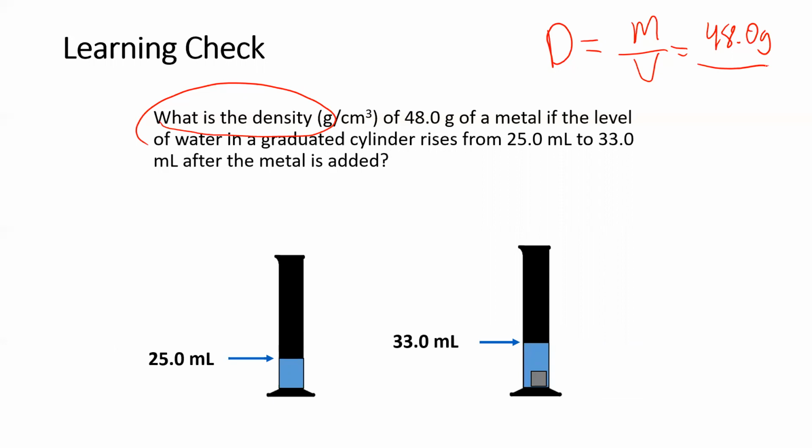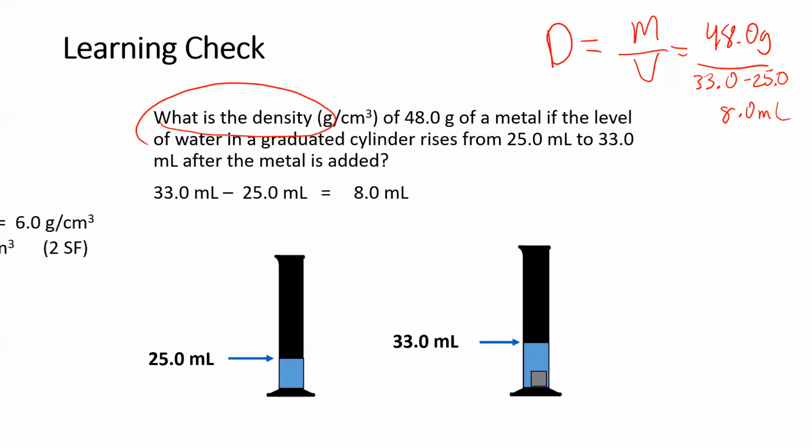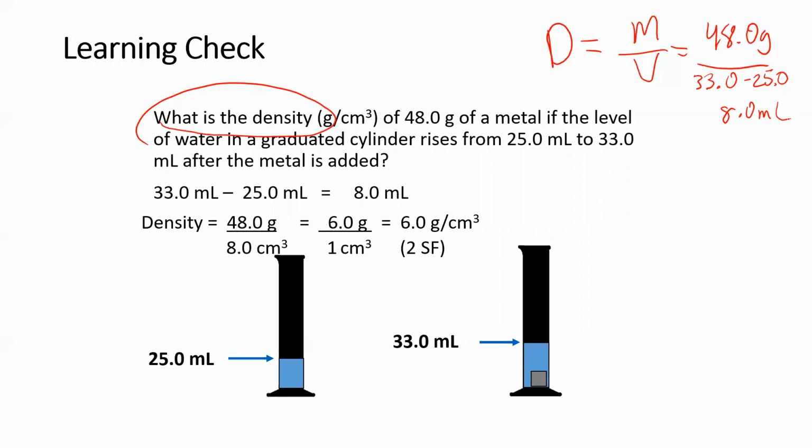What am I going to do? I'm going to figure out the volume by what? The difference. And I could even write this in here, 33.0 minus 25.0, and I get 8 mils. So again, I'm only going to the tenths. Because of the subtraction, I'm following that rule, and I have 8.0 mils on the bottom. So that's 2 sig figs. And if I look, the 48 divided by 8 gives me 2 sig figs. So my final answer is 6 grams per centimeter cubed.